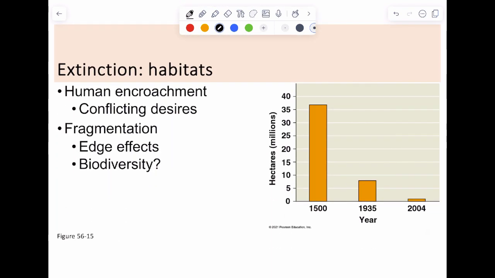Obviously, humans, we ruin environments because when we move into an area, we want to build our houses and we want to then have our shopping malls and we want to have our roads and then we want to have everything else that we want. So then the question becomes, well, who wins?